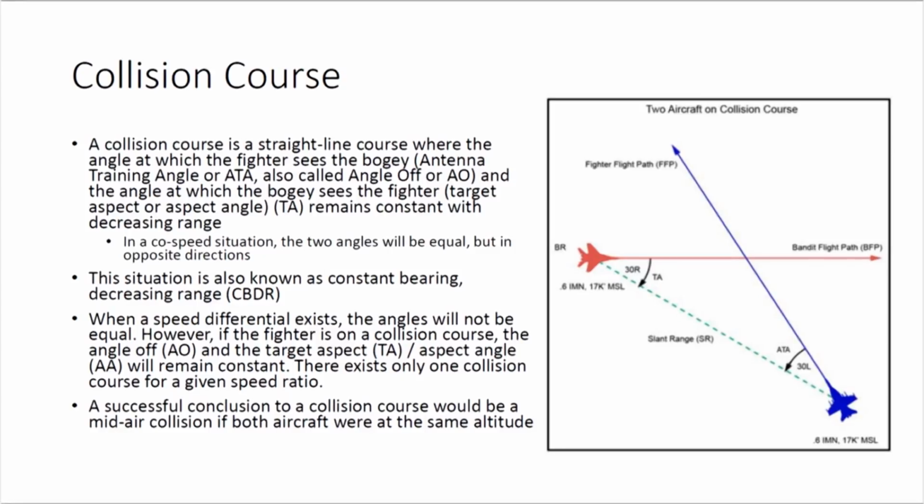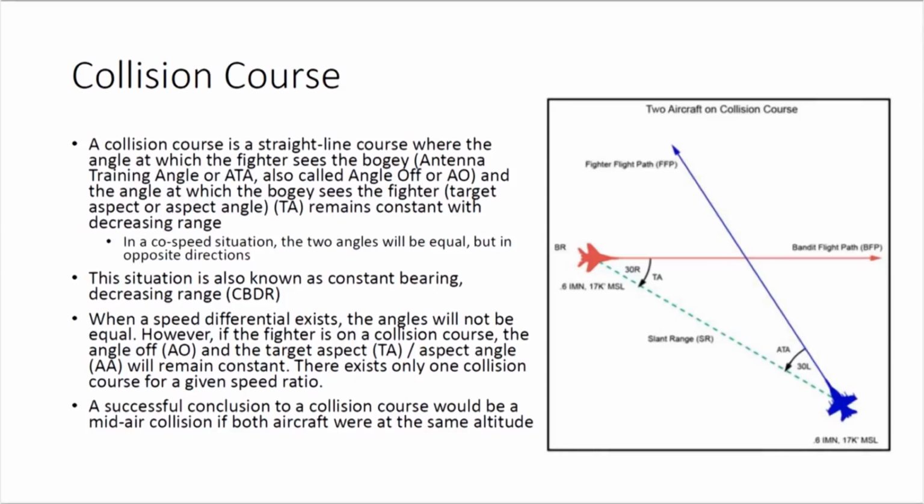If the two aircraft are not at equal speeds, you won't have a perfect isosceles triangle. If the two aircraft are at the same speed, these two angles give you an isosceles triangle. So in the illustration that we see here, the target aspect, the angle at which the bogey sees the fighter, is 30 degrees. And the antenna training angle, the angle at which the fighter sees the bogey, is 30 degrees. So we have two angles of our triangle here that are equal. We have an isosceles triangle. And that's what they call the intercept triangle, right? So in a successful intercept, those two angles are equal.